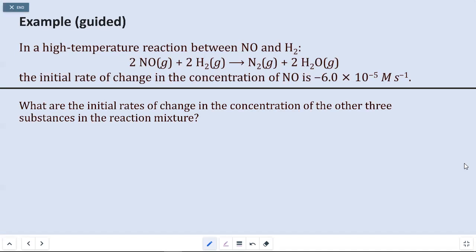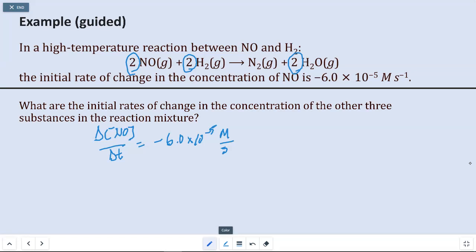So the way that I would be approaching this problem is looking at it from the standpoint of stoichiometry. Nitrogen monoxide, hydrogen, and water all have the same stoichiometric coefficient, which means they are all going to appear and disappear at the exact same rate. So if the rate of change for nitrogen monoxide over time is equal to negative 6 times 10 to the negative fifth molar per second.